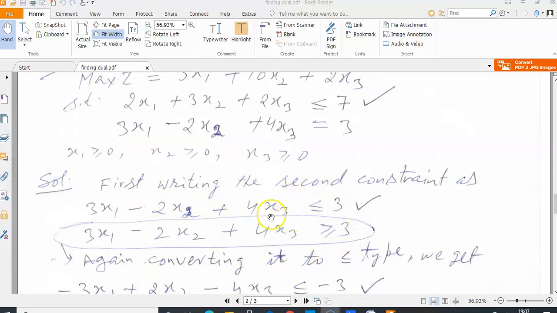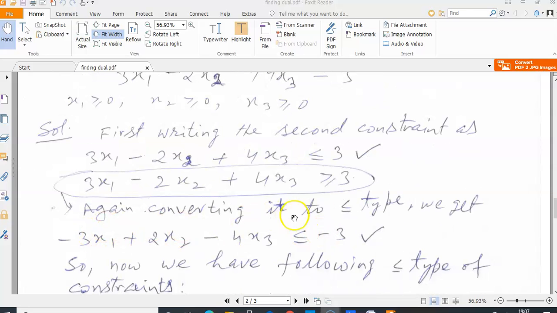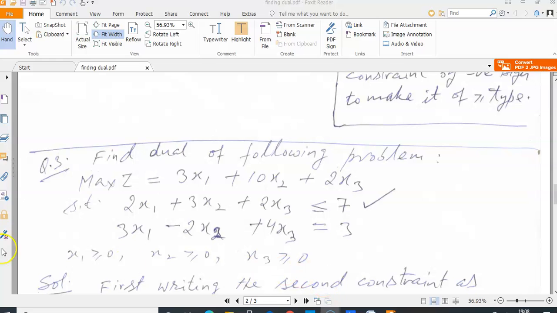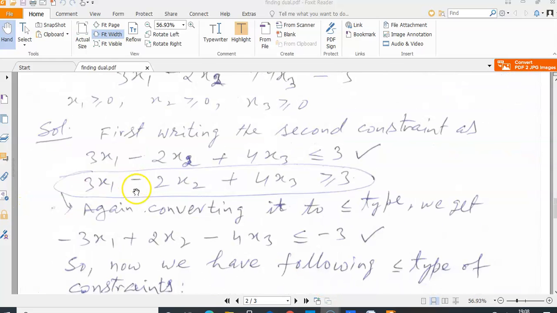Now this is of greater than equal to type. This has to be made of less than equal to type. So simply converting this again by multiplying with a minus sign. So minus 3x1 plus 2x2 minus 4x3 less than equal to minus 3. So these are now my constraints. One this, other this, all these are of less than equal to type, objective function of maximization type.